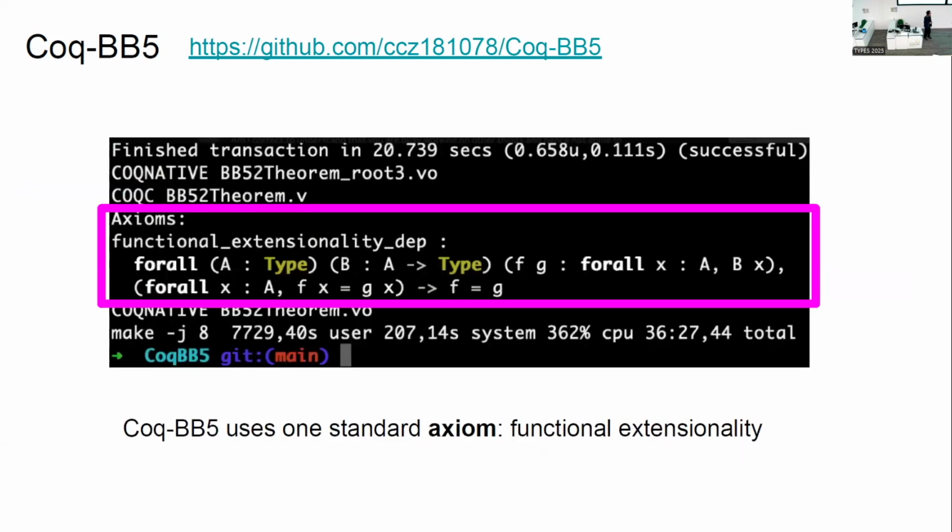The proof uses one axiom that has been discussed this morning, and I assume you are familiar with, so functional extensionality. And apparently, the proof could be refactored not to use it, but it will make the proof a lot more ugly in some way.